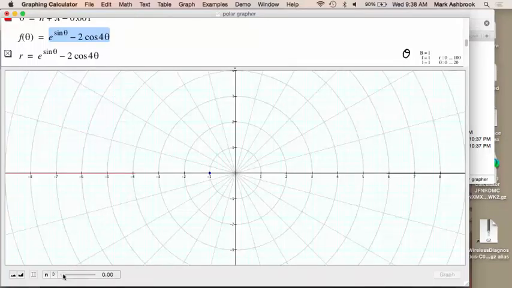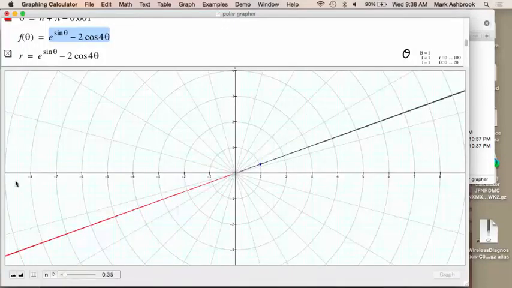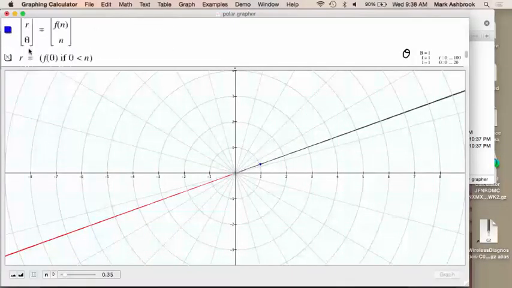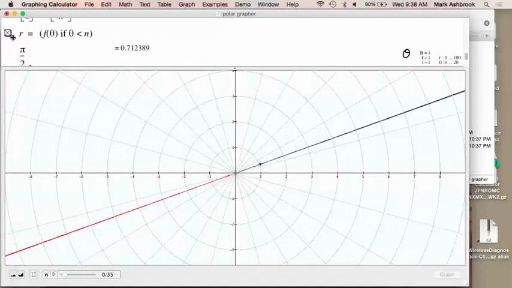It's not graphing it. Thought I turned it on. This one.